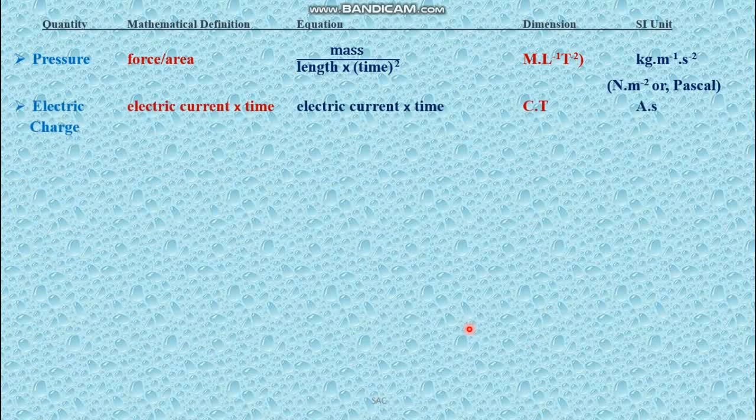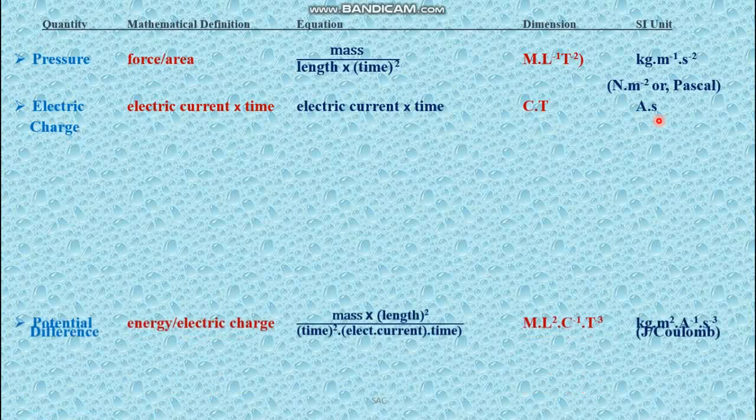Electric charge, as I have said, with the help of electric current we shall make the unit of electric charge. So electric charge is defined as the duration of electric current, which means it is the product of electric current and time. So electric current into time is the equation. Electric current is I, time is t, and the unit for electric current is ampere, for time it is second, so ampere second. So 1 coulomb is 1 ampere second.